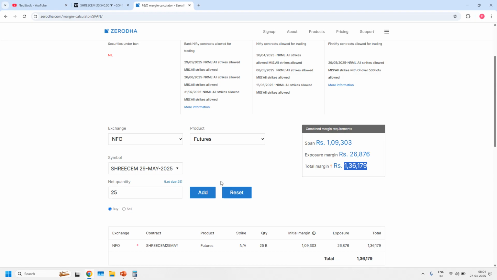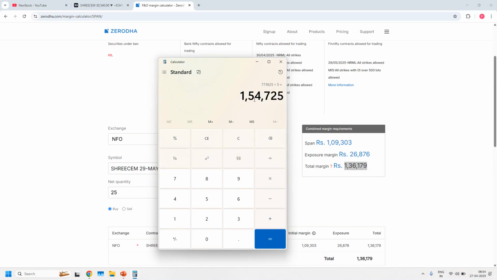See, that means going for 25 shorts, if you want to go for a short trade with 25 stocks in Sriram Cements, I repeat, you are supposed to invest 1,54,725, sorry, multiplied by 5 in total. You are supposed to invest 7,73,625. Because the broker is giving you near to 5 times margin, your investment is only 1,36,179 rupees.